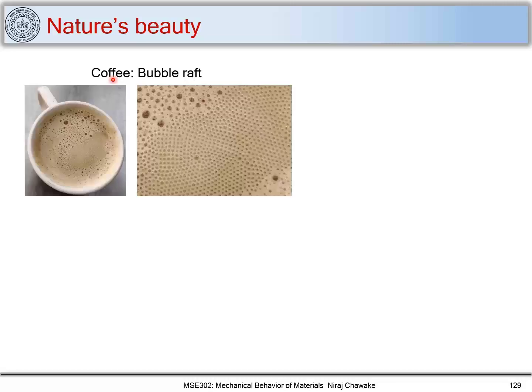So here I would like to correlate dislocation with materials which we see around us. Here I have shown a picture of a coffee, and you can see air bubbles which are formed on the froth of this coffee. I had mentioned a bubble raft to you. I think you would have seen bubble raft models on the internet, and you can see that these air bubbles on coffee or on this froth closely resemble this bubble raft.